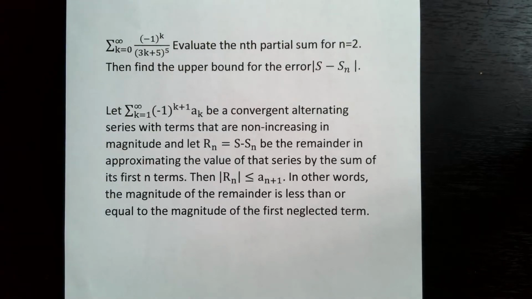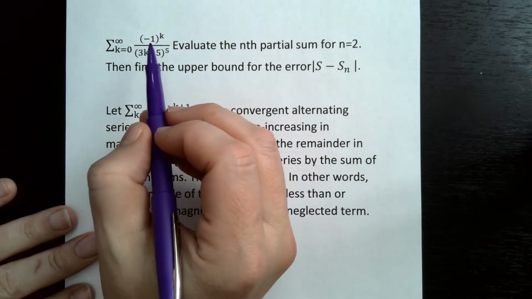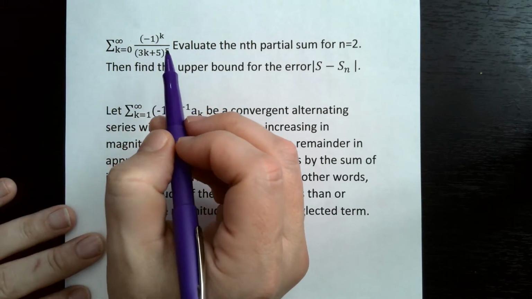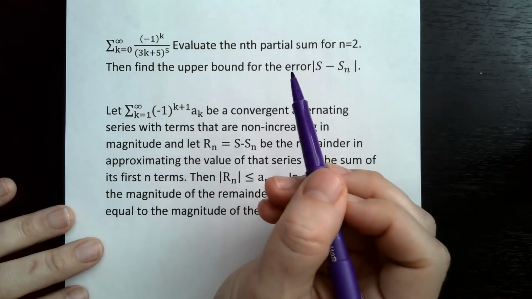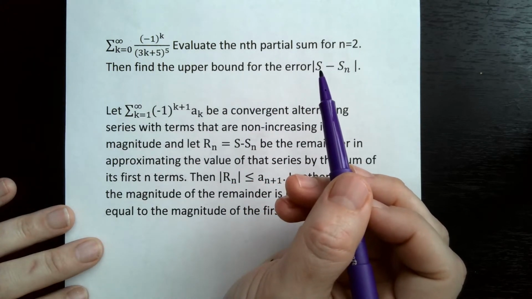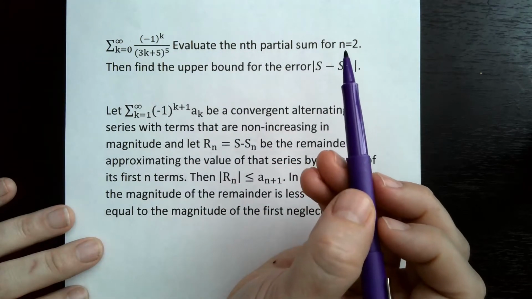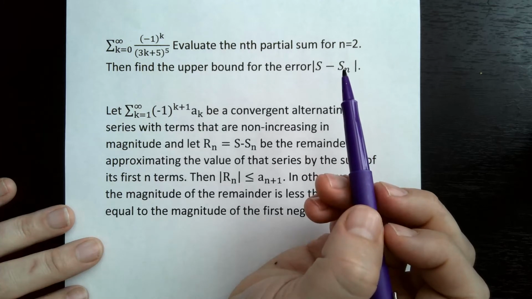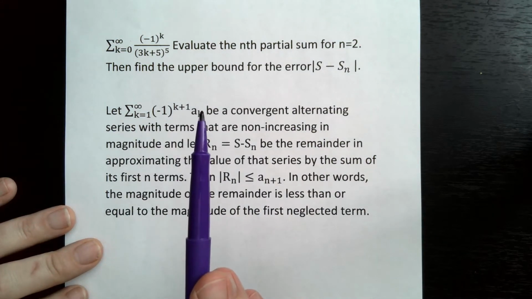Okay, so in this problem we have the series from k equals 0 to infinity of (-1)^k divided by (3k + 5)^5. It says to evaluate the partial sum for n equals 2, and then find the upper bound for the error, which is the true sum if we go to infinity, minus the partial sum if we only use n equals 2.